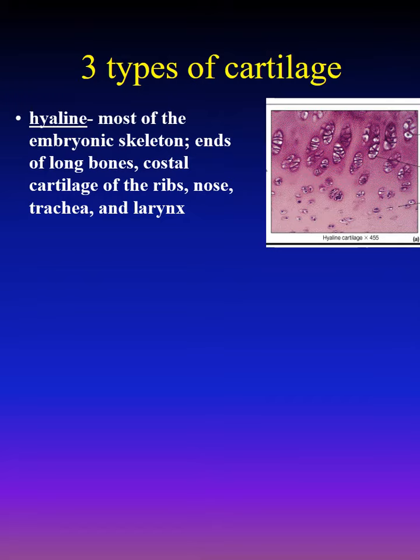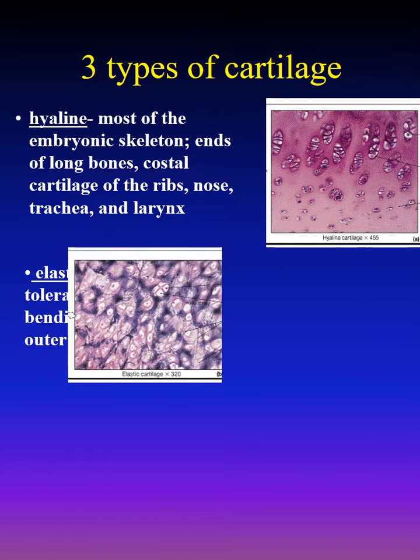And so we find hyaline cartilage as adults between articulation points of two bones, so at joints. Also, we find hyaline cartilage at the bridge of our nose, and it is the cartilage that we find that connects our ribs to our sternum. And also, there are amounts of hyaline cartilage with our trachea and our larynx.